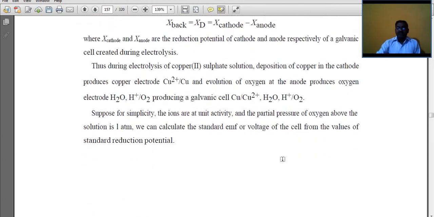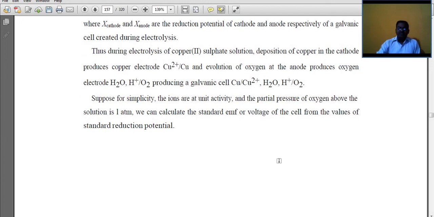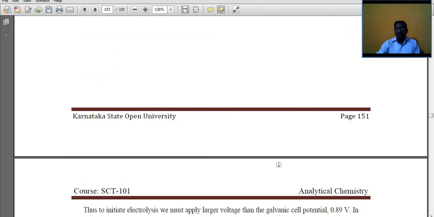Thus, during electrolysis of copper sulfate solution, deposition of copper on the electrode produces a copper electrode and evolution of oxygen at the anode produces an oxygen electrode. Suppose for simplicity the ions are at unity activity and the partial pressure of oxygen above the solution is 1 atmosphere. We can calculate the standard EMF or voltage of the cell from the values of standard reduction potential.